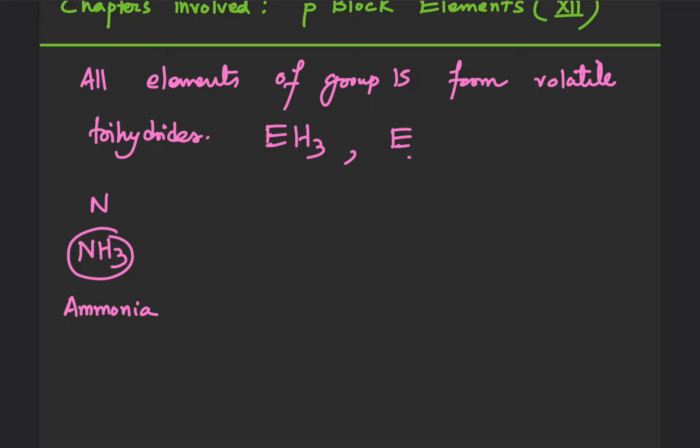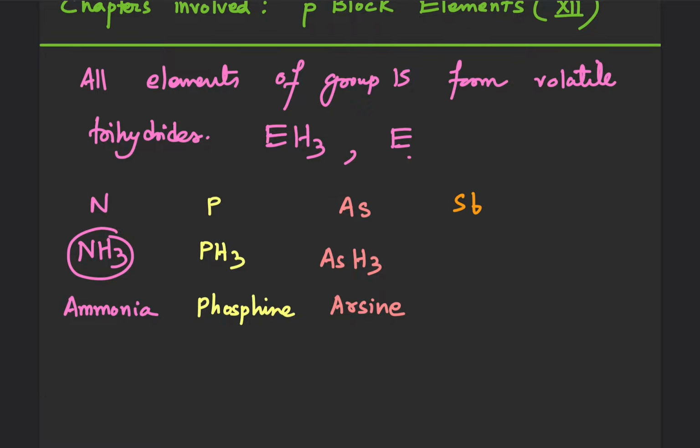If E is phosphorus, then the hydride will be PH3, which is known as phosphine. If E is arsenic, then the hydride is AsH3 and it is known as arsine. If E is antimony, that is Sb, the hydride is SbH3 and it is known as stibine. And if E is bismuth, then the hydride will have the formula BiH3 and its name is bismuthine.